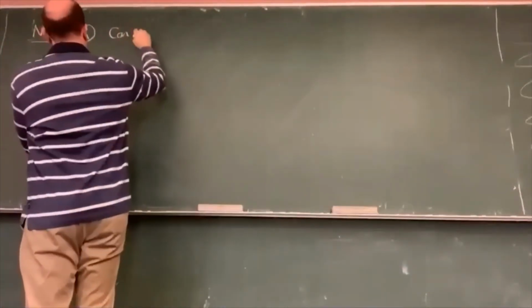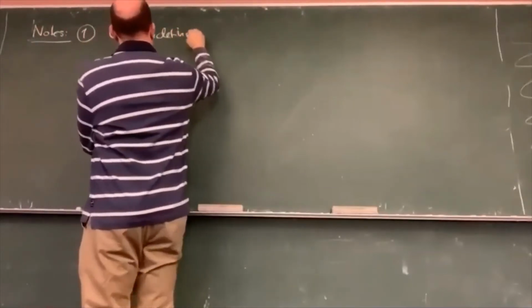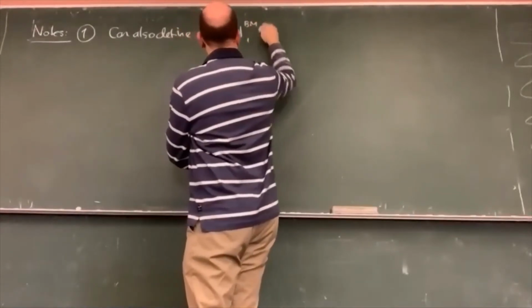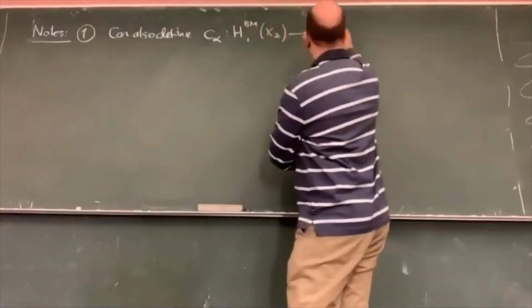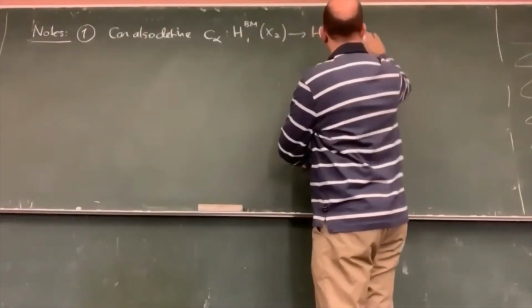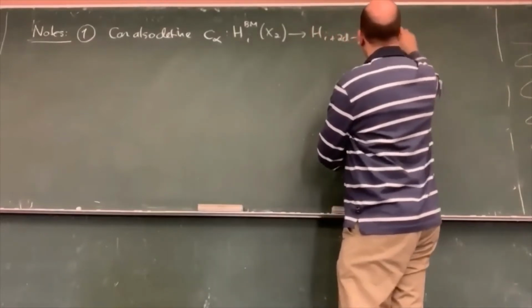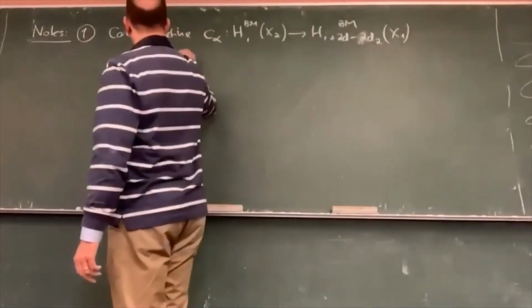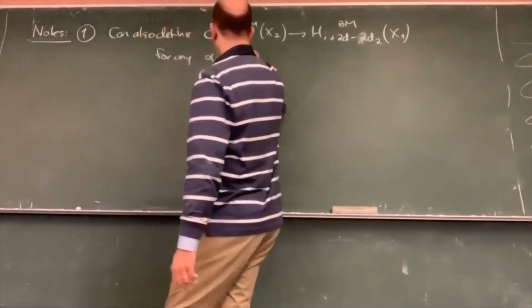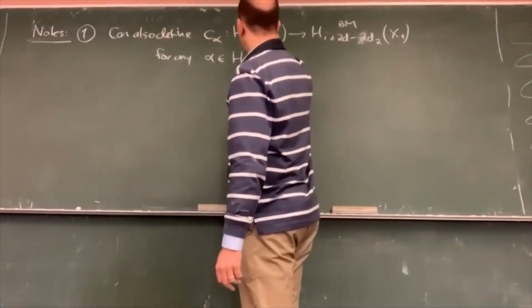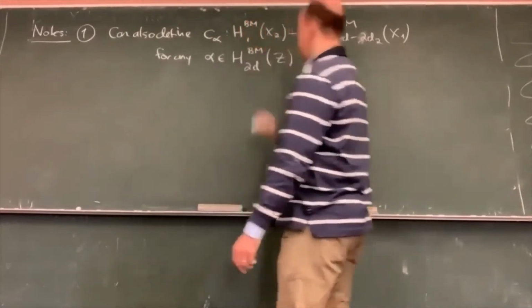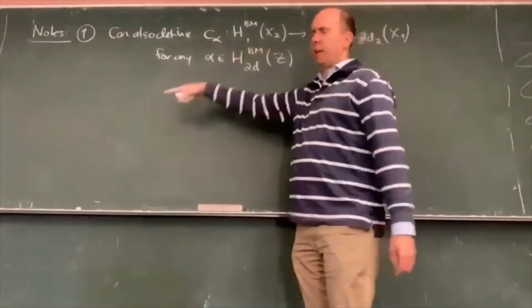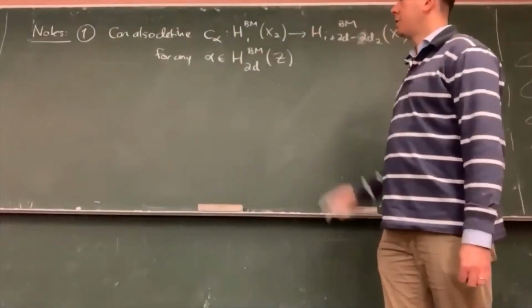So you can also define C alpha, a linear map between the same Borel-Moore homology groups, forgetting the two, for any element alpha of the 2D Borel-Moore homology group of Z. It doesn't have to be the fundamental class of Z. So just replace the fundamental class with alpha in the definition and it makes perfect sense. So that'll be useful in a moment.